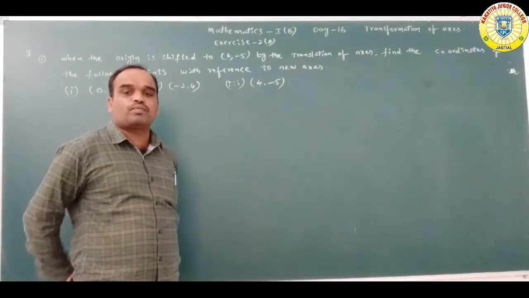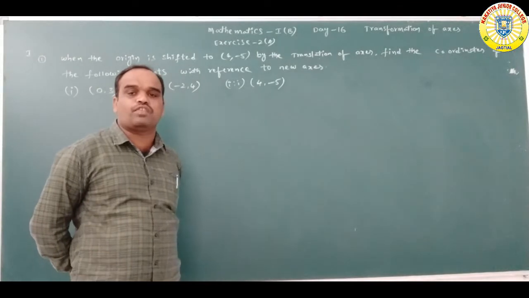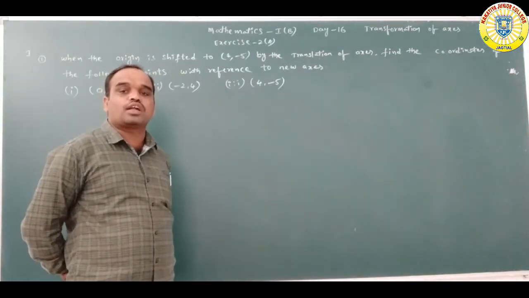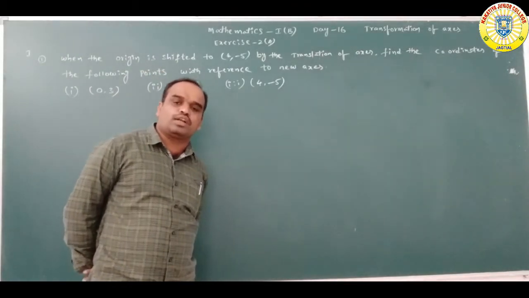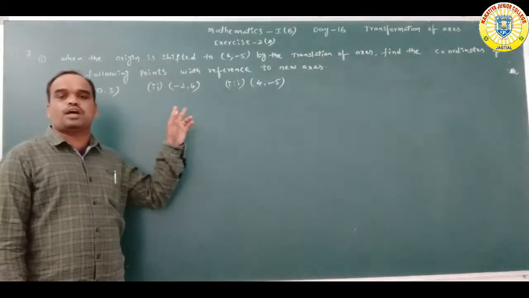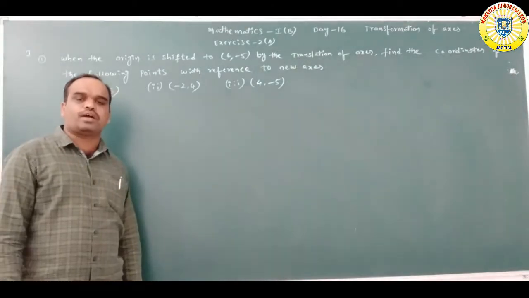What are the transformed coordinates? Capital X, capital Y are the transformed coordinates. What are the old coordinates? Small x, small y are the old coordinates. Given coordinates are small x, small y. We are finding capital X, capital Y.